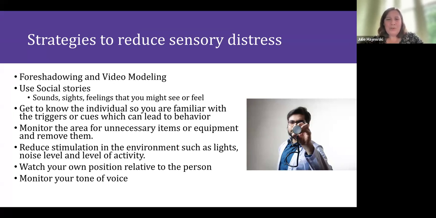Watching my position relative to a person when I'm caring for them, watching my tone of voice, watching where my hands are, especially if I have someone who has known trauma and healthcare trauma and they're very on edge or sensory defensive when they're in my environment.